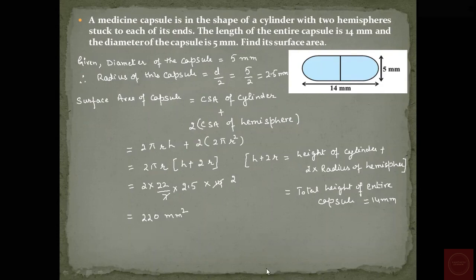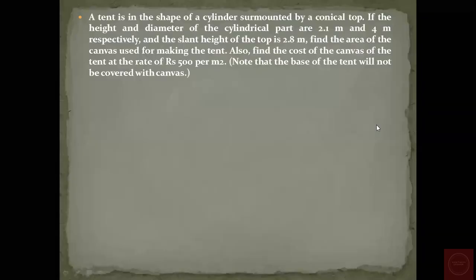A tent is in the shape of a cylinder surmounted by a conical top. If the height and diameter of the cylindrical part are 2.1 meter and 4 meter respectively, and the slant height of the top is 2.8 meter, find the area of the canvas used for making the tent. Also find the cost of the canvas of the tent at the rate of 500 per meter square.